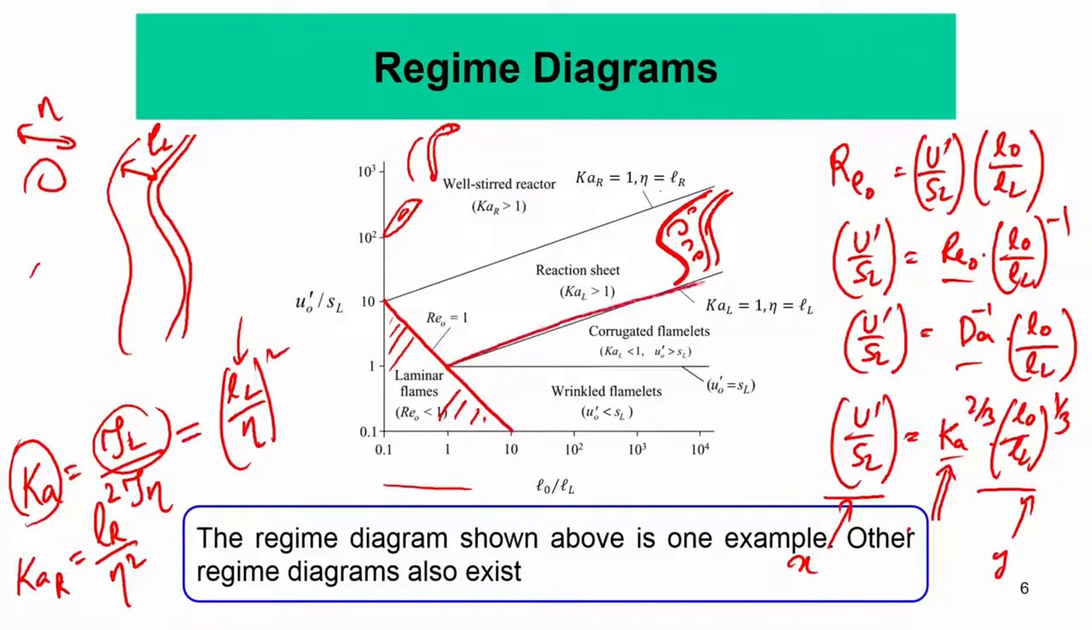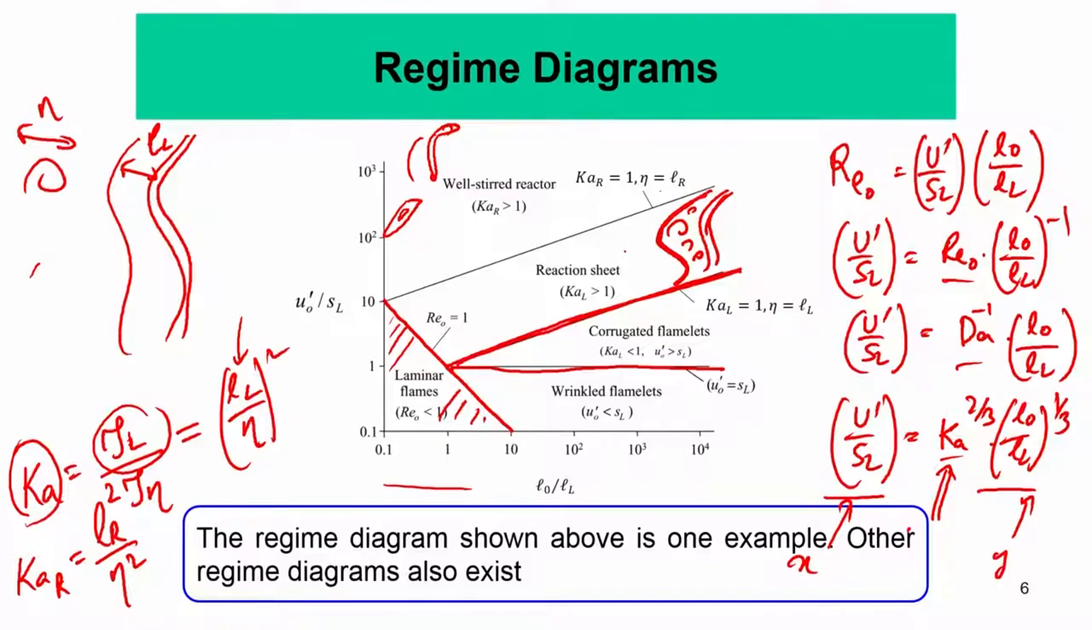As you see, these lines are obtained essentially with this being the U prime by SL equal to 1 line, and this line is very important, which is essentially the Karlovitz number equal to 1 line. And the importance of the Karlovitz number was, of course, named after Karlovitz, but this was found out by Williams. Okay. So, now it is very important that there is a distinction between these two regimes.